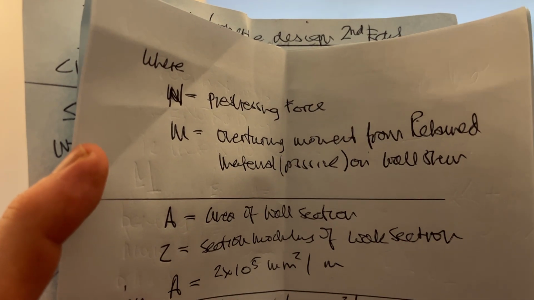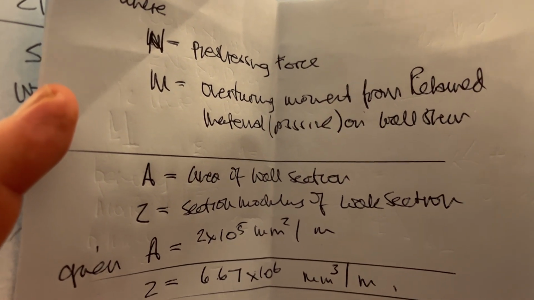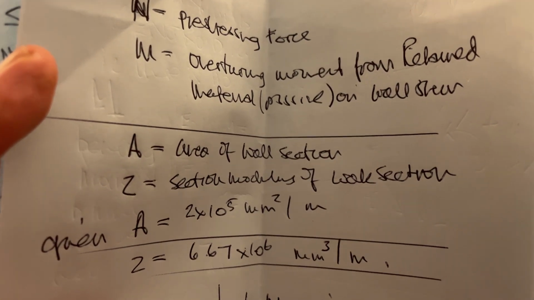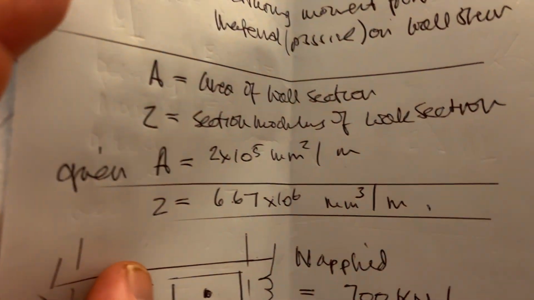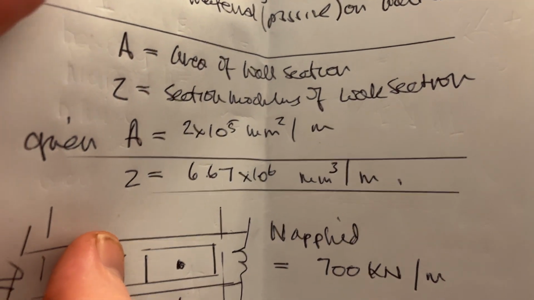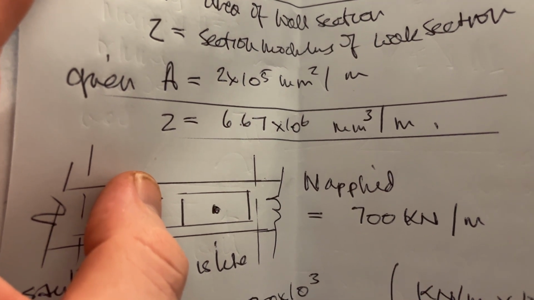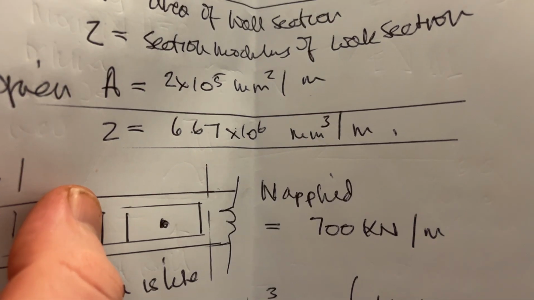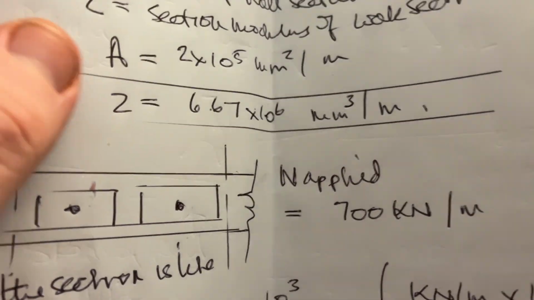So here N equals the pre-stress force. M is the overturning moment from retained material pressure on the wall stem. A equals area of wall section. Z equals section modulus of wall section. Given A equals 2 times 10 to the power of 5 millimeters squared per meter. Z equals 6.67 times 10 to the power of 6 millimeters cubed per meter.